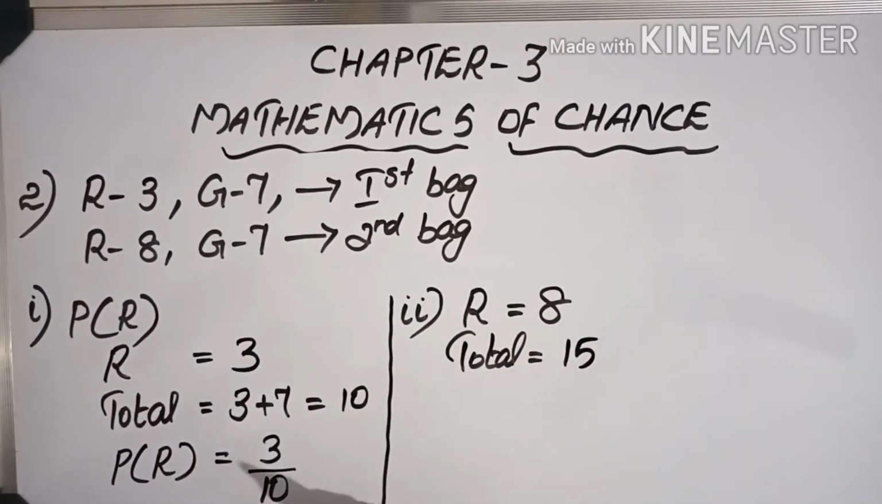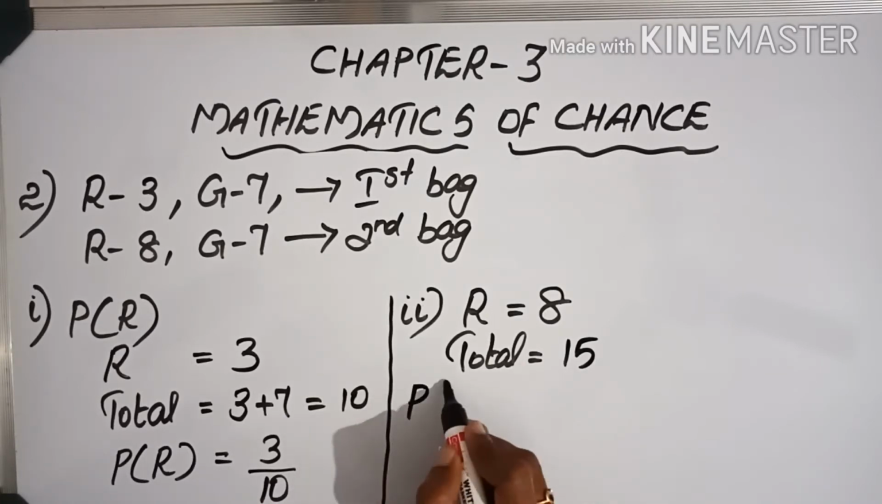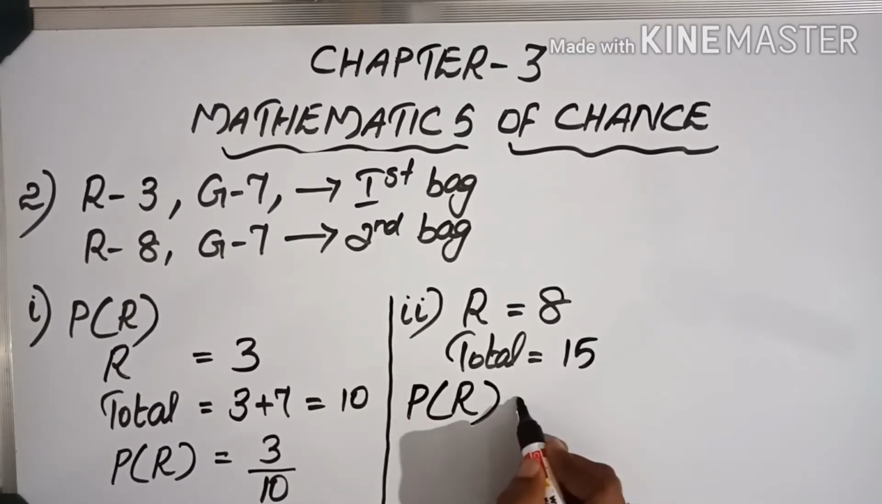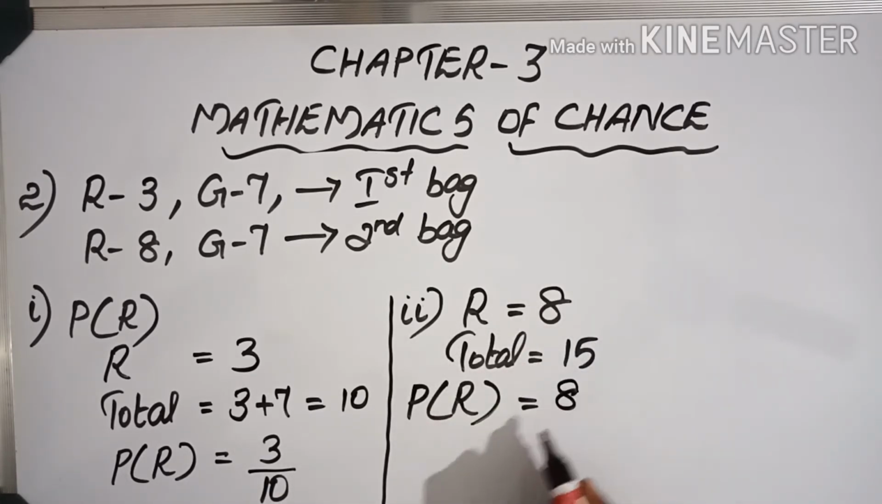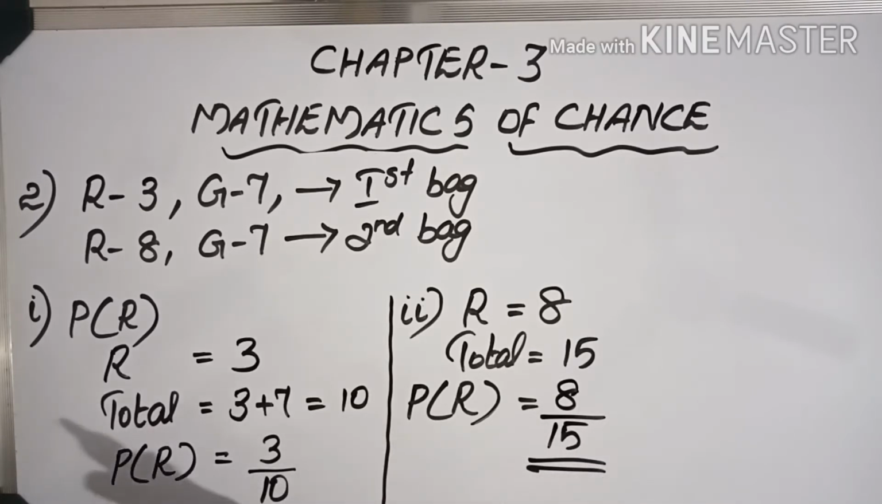Okay, so the total is 15. Then the probability of getting a red ball will be what? Out of 15, the favorable is 8, divided by the total, 15. So 8 by 15 is the answer.